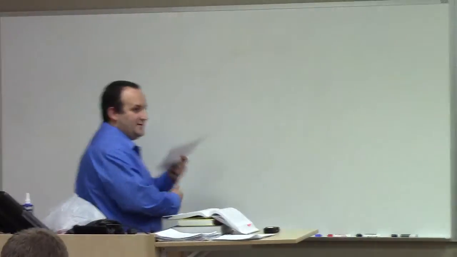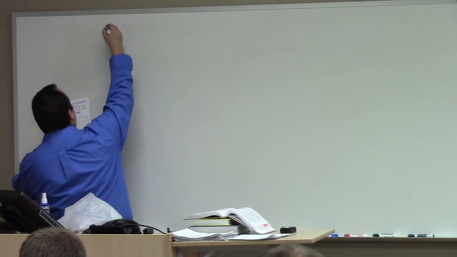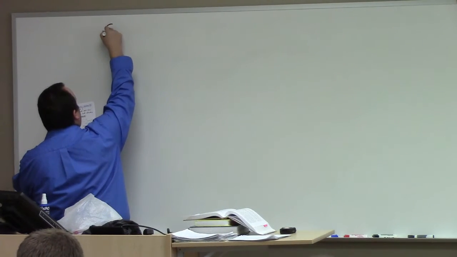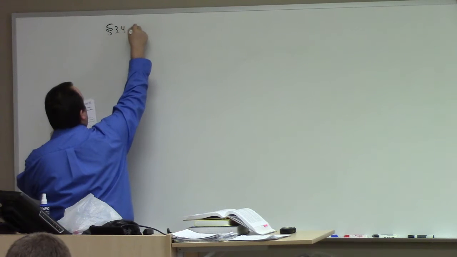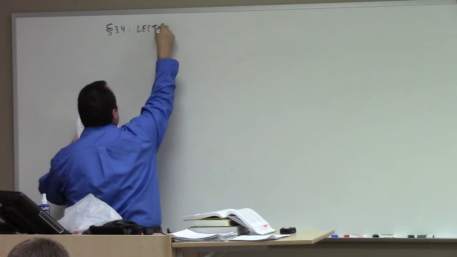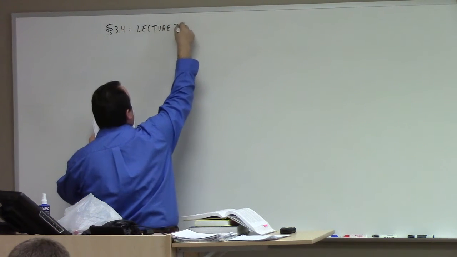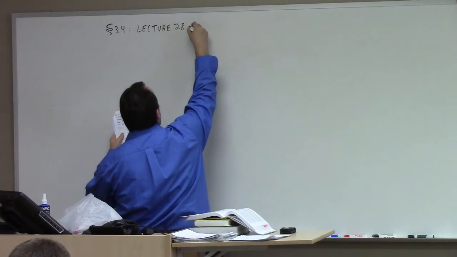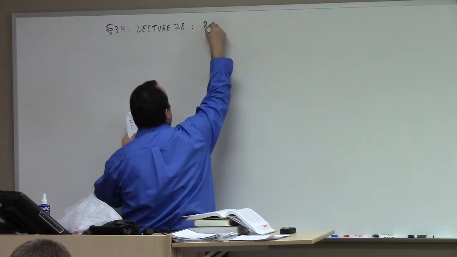Okay, so here we go. We are now both feet completely firmly planted in section 3.4. I think this is lecture 28, but I kind of lose count. It feels like lecture 28. And we're going to talk about ring homomorphisms for the most part.